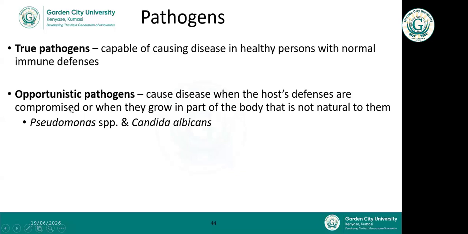And this happens when the immune system is compromised. Sometimes you can have opportunistic infections even from medication. There are some medications that can weaken the immune system for some time, and then some organisms may take advantage.